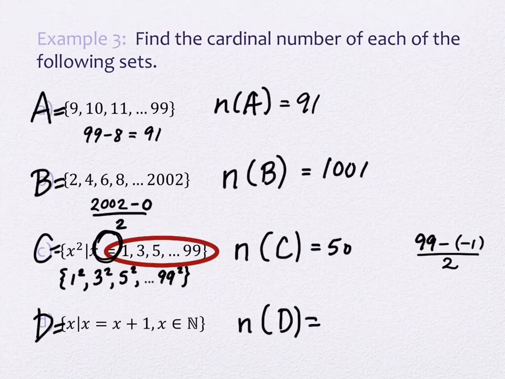Now, the reality is that the numbers from 1 to 99 are a small enough set that you could literally count them. But if we went from 1 to 999, that would not be so easy to do. Okay? All right, let's take a look at the last one, part D. This says all x such that x is equal to x plus 1, and x is a natural number.